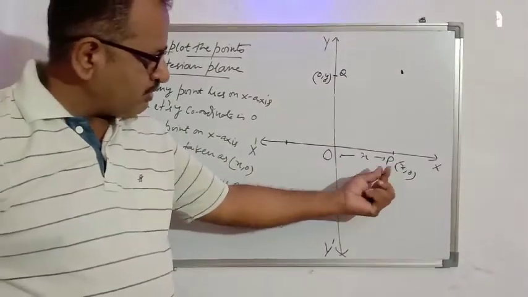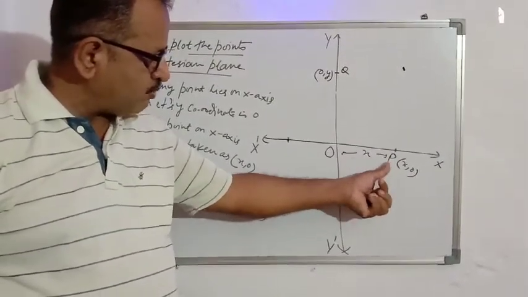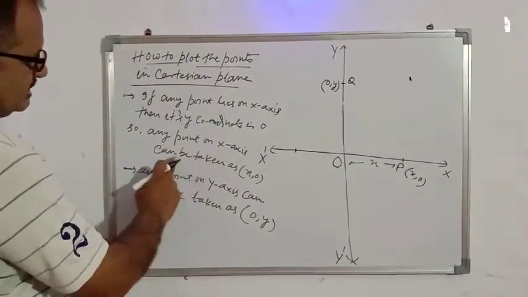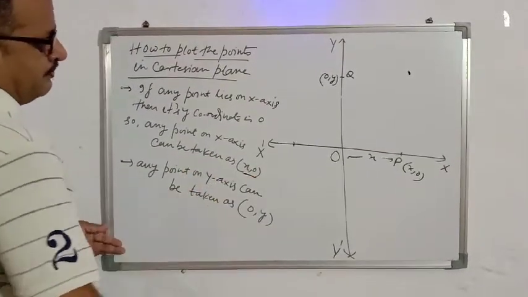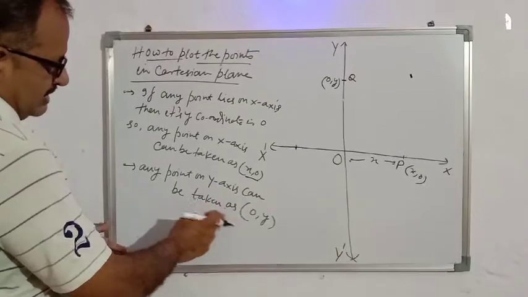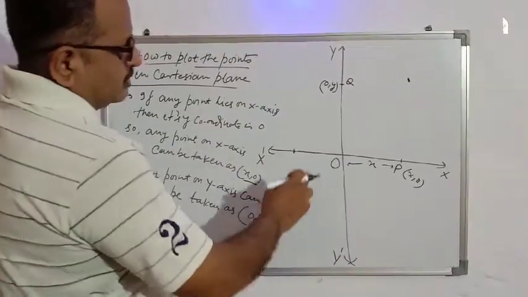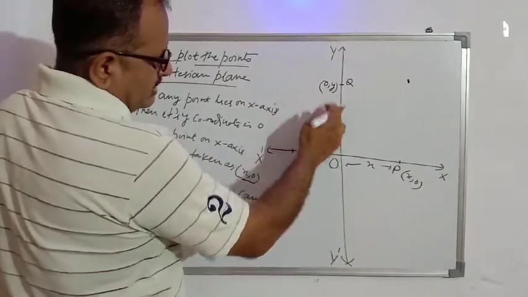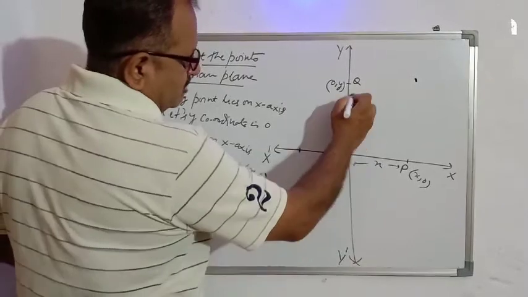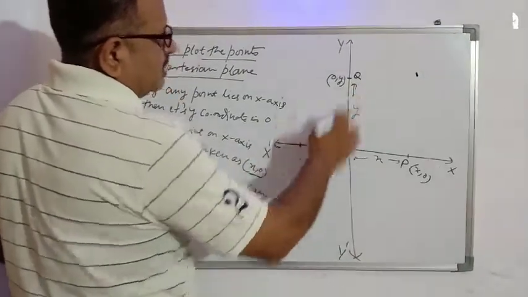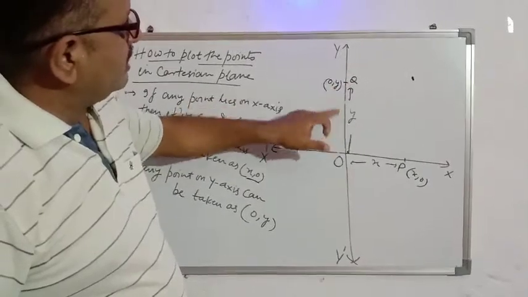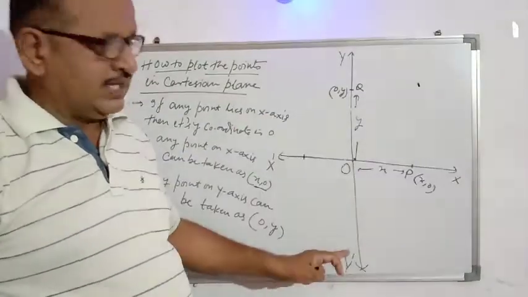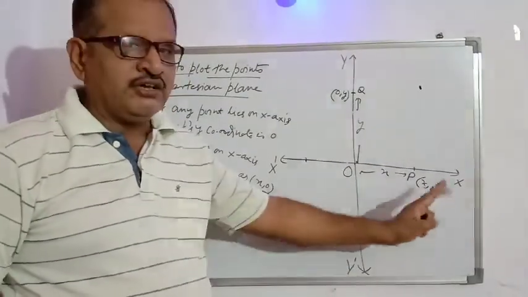And what will be the first component? First component means distance of that point from the origin. So any point on x-axis can be taken as x, 0. And any point on y-axis can be taken as 0, y. If any point lies on y-axis, its first component is 0 and second component is the distance of this point Q from origin. So if distance from the origin is y, we can write 0, y. First component 0 means it lies on y-axis. Second component 0 means it lies on x-axis.